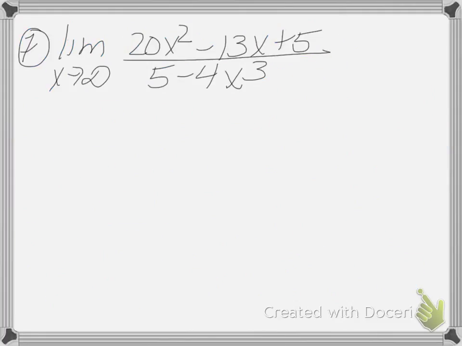Okay, number 7 was another limit with infinity, and so we're just going to look for the highest degrees in both the numerator and denominator. So we have a 2 in the numerator and a 3 in the denominator, and when the highest degree is in the denominator, that means that the function is getting smaller and smaller because the denominator is getting bigger and bigger, and it's approaching 0, which was the answer.